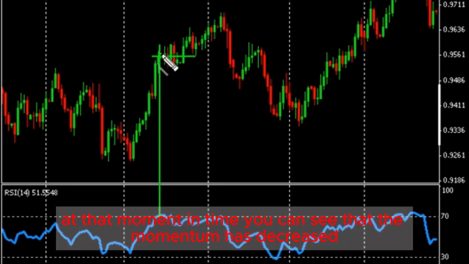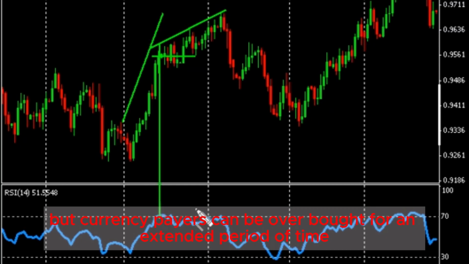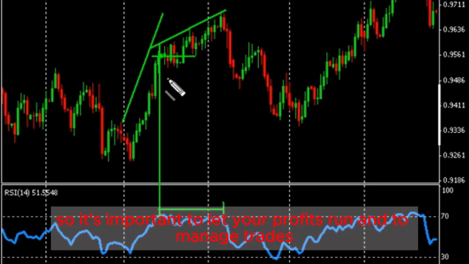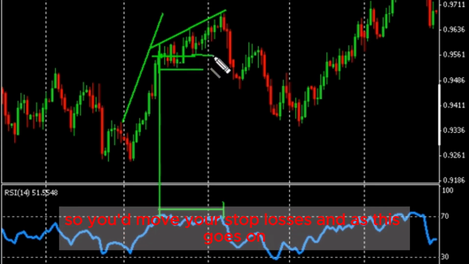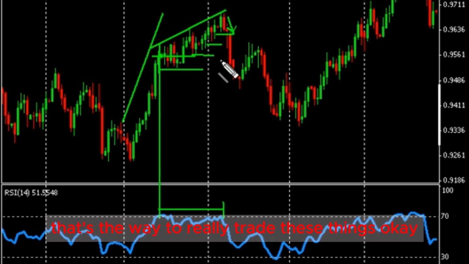At that moment in time, you can see that the momentum has decreased, but currency pairs can be overbought for an extended period of time, just like in this case right here. So it's important to let your profits run and to manage trades. Managing trades and money management are the most important aspects of trading. So you move your stop losses, and as this goes on, you move your stop losses until you're taken out for a larger profit. That's the way to really trade these things.